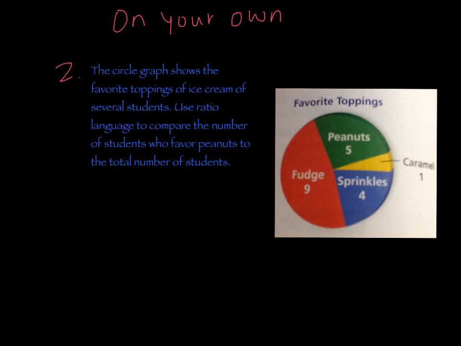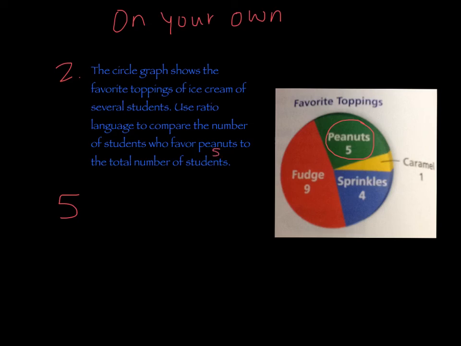On this one, it gives you a picture that looks like this. This is number 2. I'm on page 192. It says the circle graph shows the favorite toppings of ice cream of several students. Use ratio language to compare the number of students who favor peanuts to the total number of students. When you look over here, we're dealing with peanuts. So we have 5 students who favor peanuts, and we're going to use that as our first ratio.